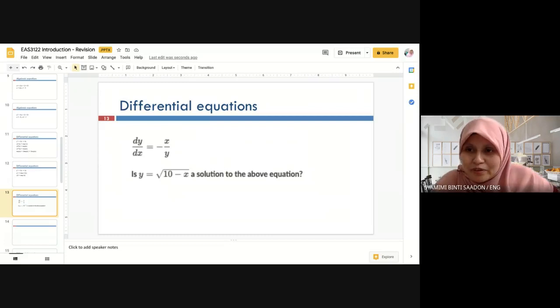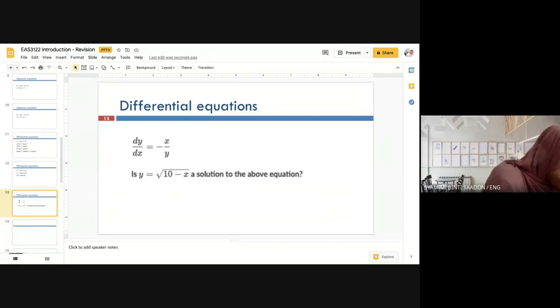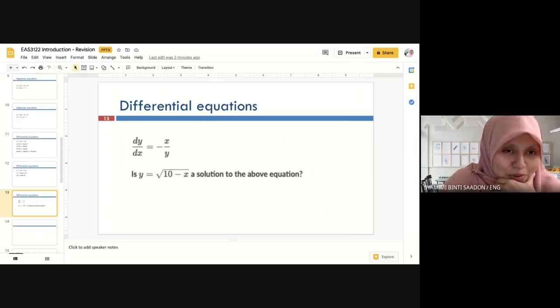Tak boleh buat poll ni. Ke dia. Sekejap, stop sharing. Tak apa, just continue to calculate. Sekejap.